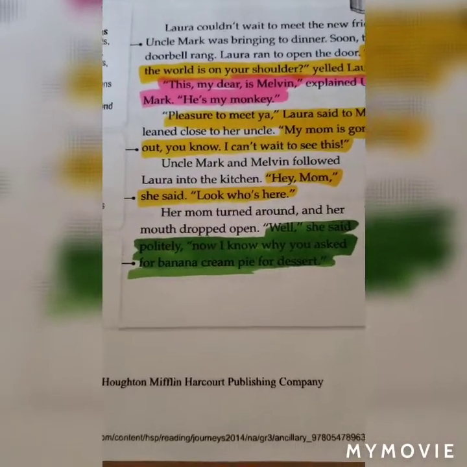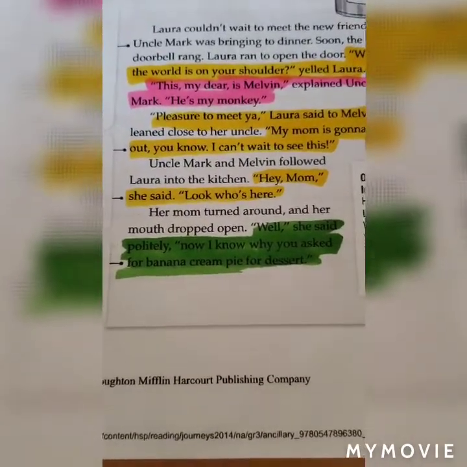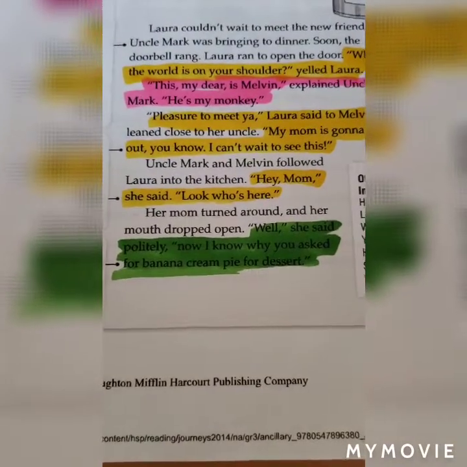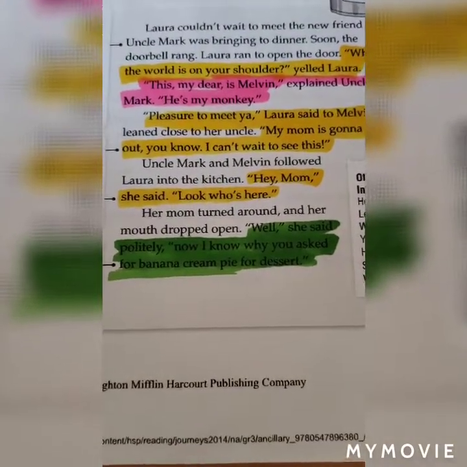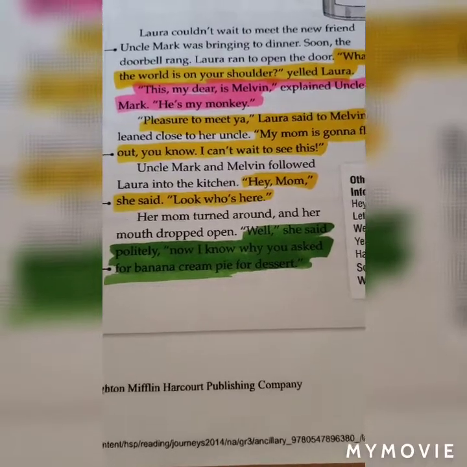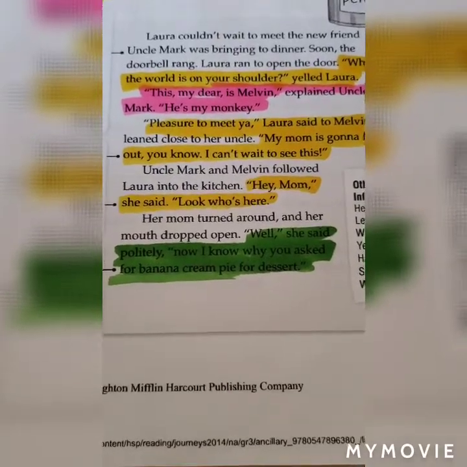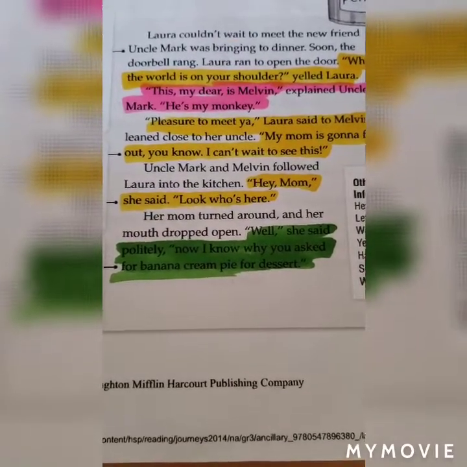Mom is also making a statement. It says her mouth dropped open, but then it says she was speaking politely, so she must have gotten over her surprise. And her words reflect that she's not surprised anymore.